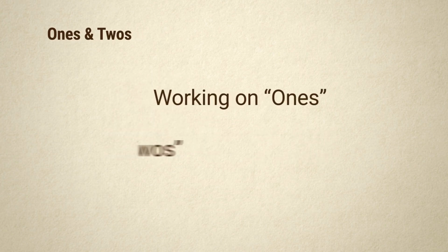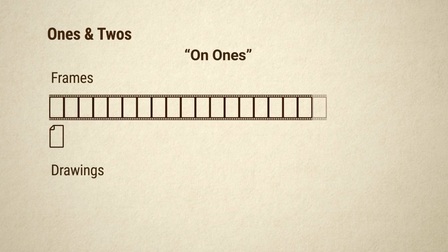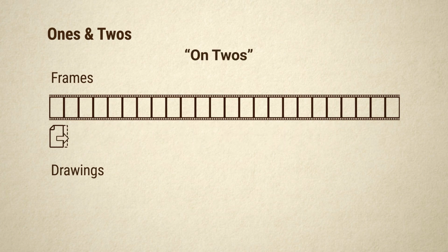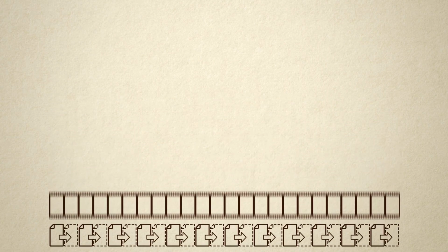Working on ones or twos is a term used in hand-drawn animation. Working on ones would mean doing a new drawing over every single frame of the animation. Working on twos means displaying each drawing for 2 frames. So 1 second of animation at 24 frames per second would only be 12 drawings, not 24. This looks fine in most instances, and there are even cases where drawings can be held longer.